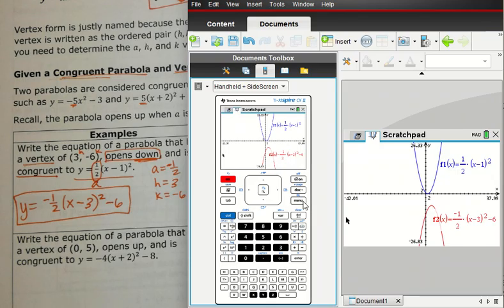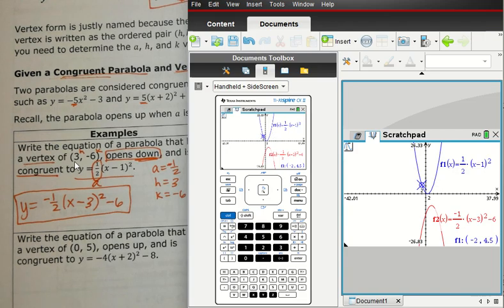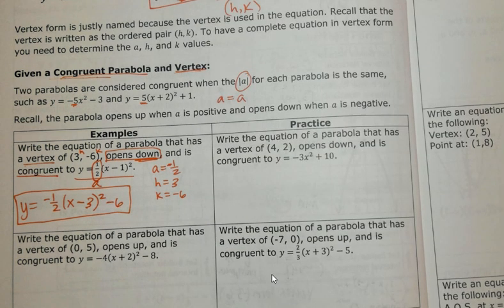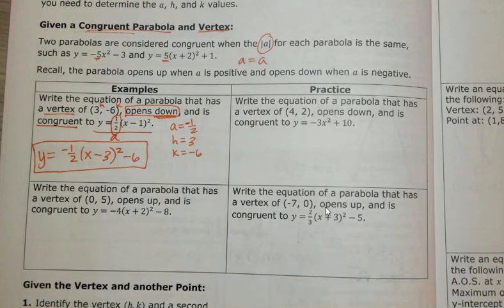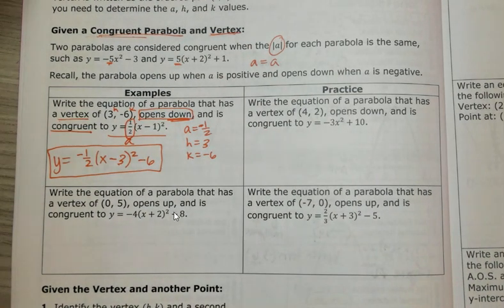In order to verify that it has the vertex that is given right here, 3, -6, we're going to trace it. Right there where it says maximum, it says 3, -6, that's the vertex for it. It's facing down, and it's the same width, so it's congruent to that one because of that 1/2. So this verifies that this is correct. You don't always have to graph it to verify, but that's an option for those that want to do it. Okay, let's try the next example below.